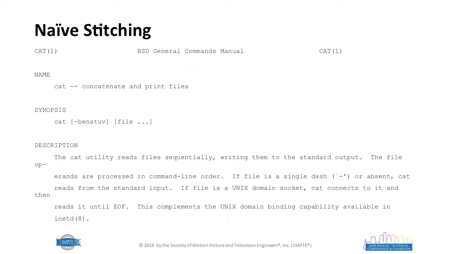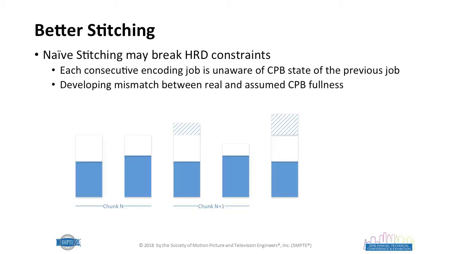So, stitching. Ideally, stitching video together would look like this. This is a picture of Unix cat, but as you can see, this is the naive solution. So, what's the issue here? If we just take an encode and we cat the files together, it may break hypothetical reference decoder constraints.